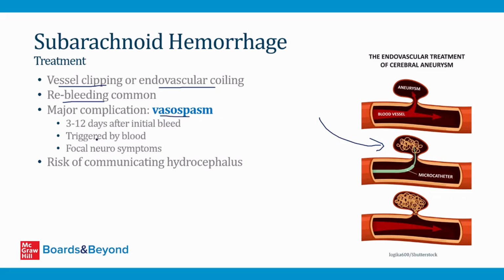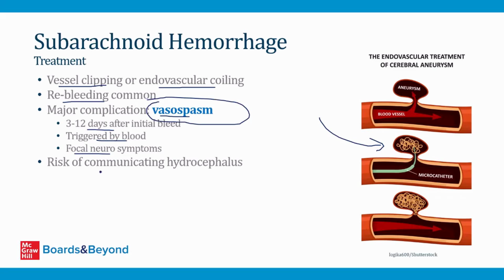The major complication, which I mentioned earlier, is vasospasm of cerebral blood vessels. This is often triggered by blood, and it occurs 3 to 12 days after the initial bleed. So what will happen is the patient will be recovering well in the neuro ICU, but 3 or 4 or 5 days after their bleed, they will develop weakness of their arm or leg or sensory symptoms. These are focal neuro symptoms, and they're caused by spasm of blood vessels that deliver blood to the brain.